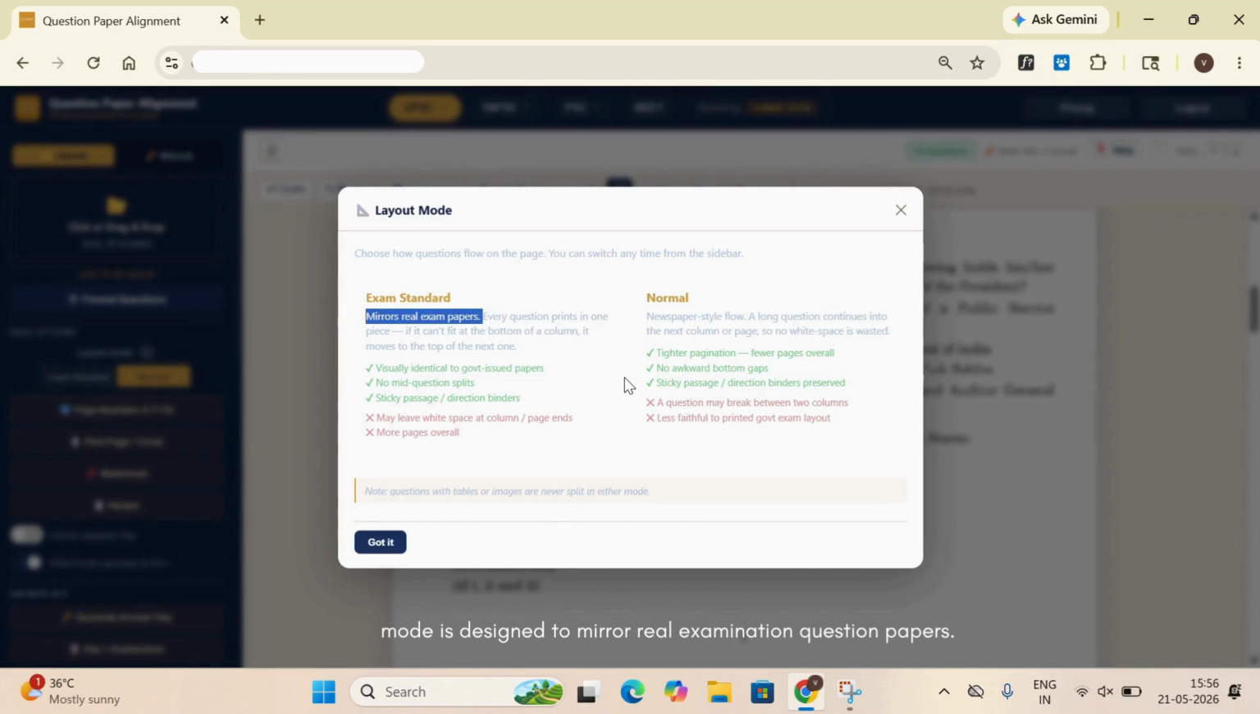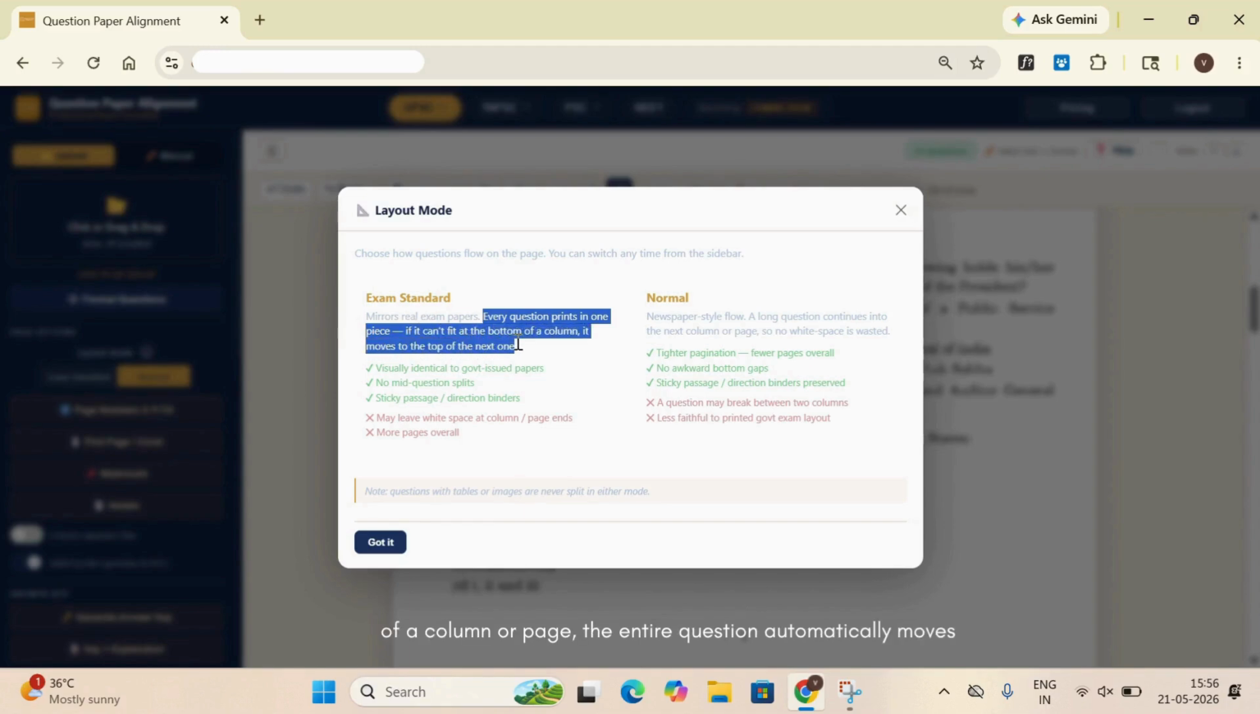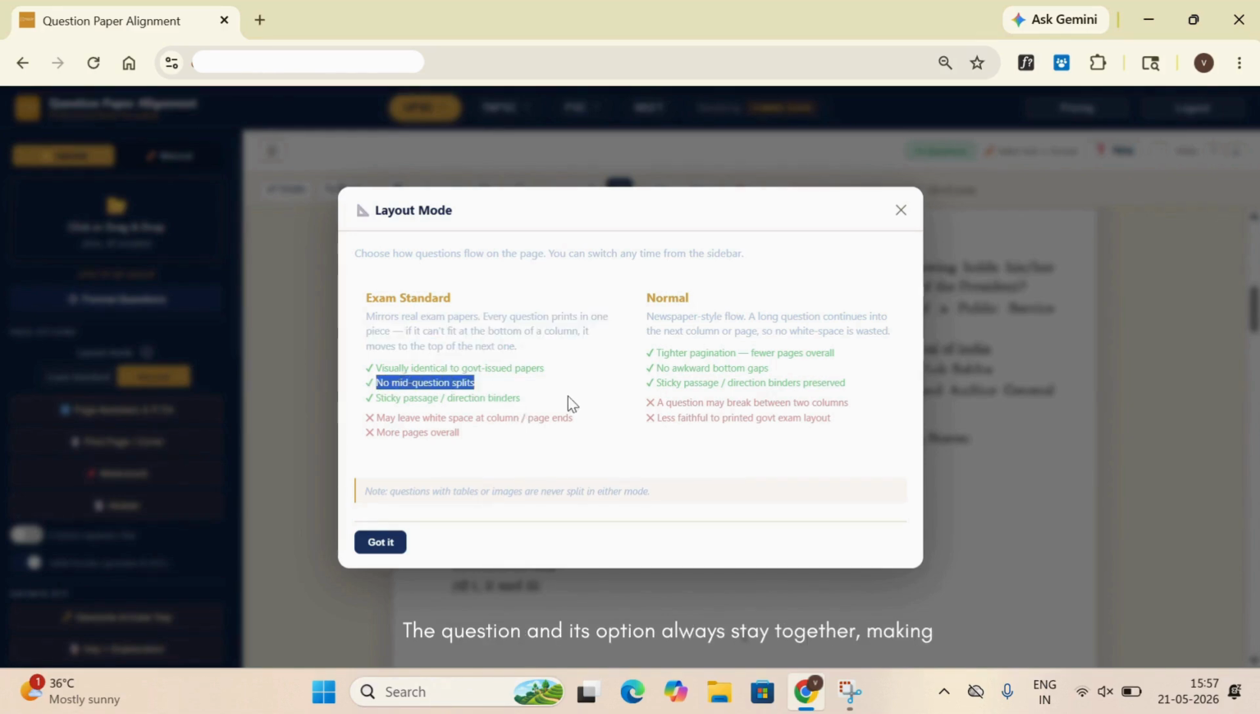This mode is designed to mirror real examination question papers. In this format, every question is printed as a complete block. If a question does not fit at the bottom of a column or page, the entire question automatically moves to the top of the next column or next page. This means there are no mid-question splits. The question and its options always stay together, making the paper cleaner and easier to read, just like official competitive exam papers. Now let's see normal mode.